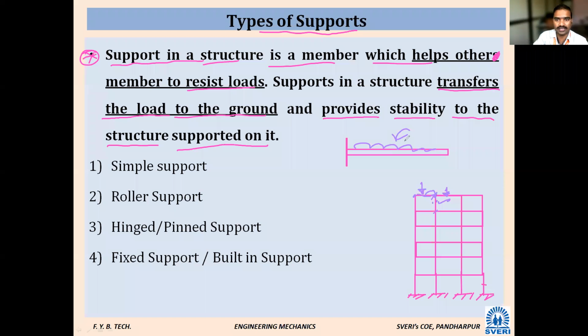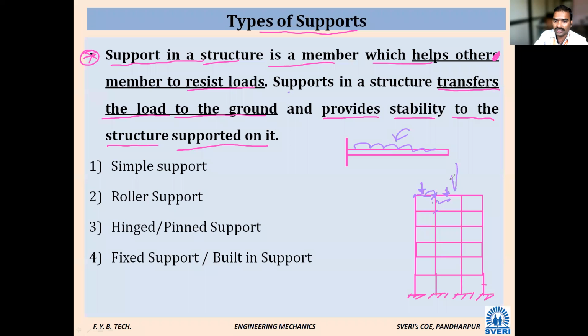Okay, that is resisting capacity. So what does a support mean? It is a member which helps the other members to resist the loads. Supports in a structure transfer the loads to the ground. See, this is one building structure. What will it do? The support will transfer the building structure's load into the ground.